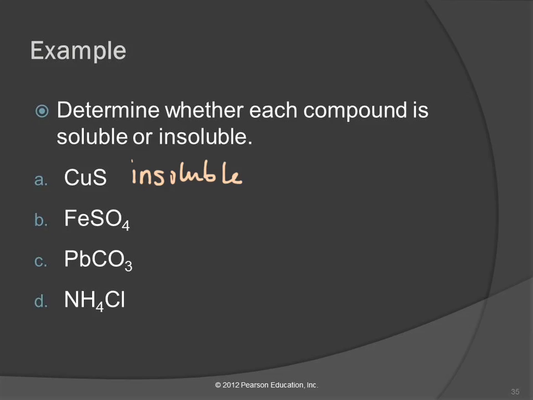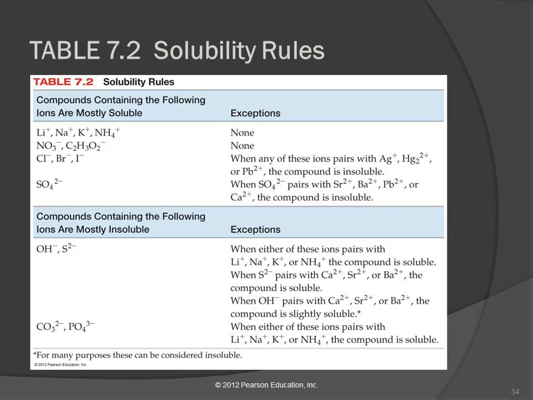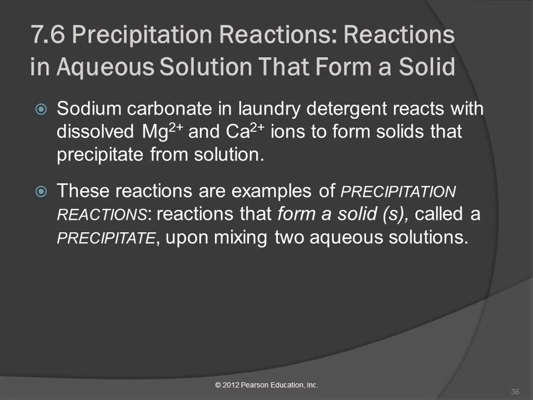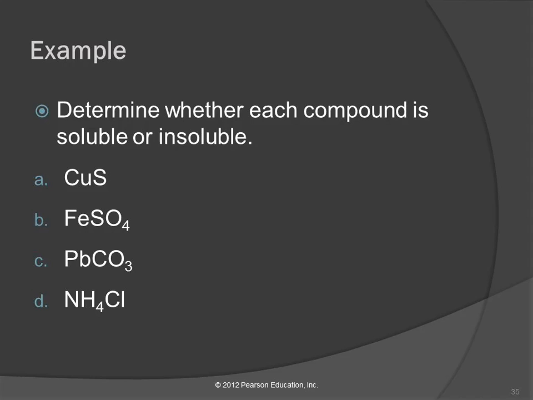Let's do another one, FeSO4. Well, we're looking for iron and sulfate. Here we've got sulfate. Sulfate compounds are mostly soluble. Let's check the exceptions. Do we see iron in there? No. Iron is not one of the exceptions. So iron sulfate is soluble. It doesn't like when I switch back and forth, so we'll just have to get over it. So this one is soluble.